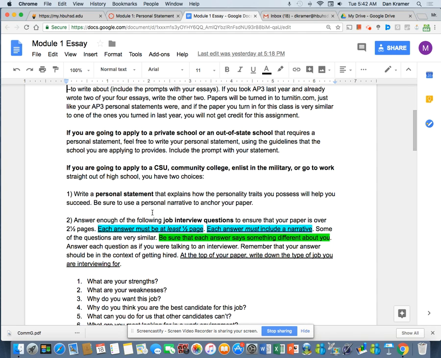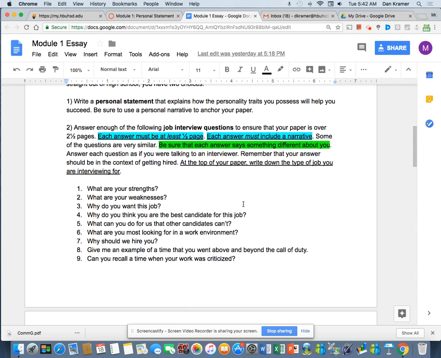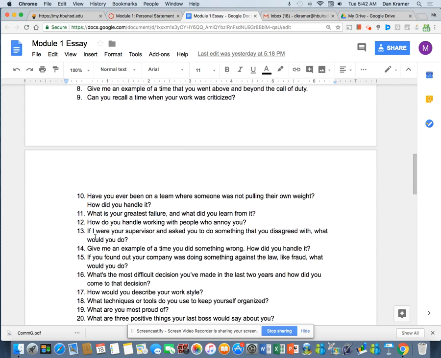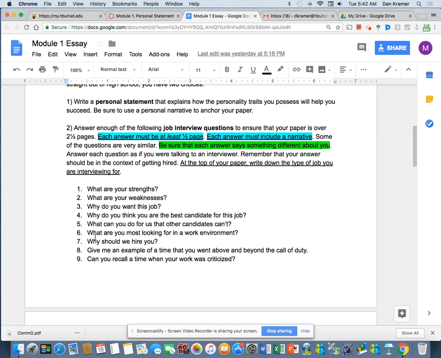For those students, I think this would be more useful for you if you do job interview questions, because these are the types of questions that you're really going to answer a lot of when you apply for a job. These are very standard questions. And if you do this, just make sure that each answer is about half a page. So you're probably going to write about 4 or 5 questions, somewhere in there.